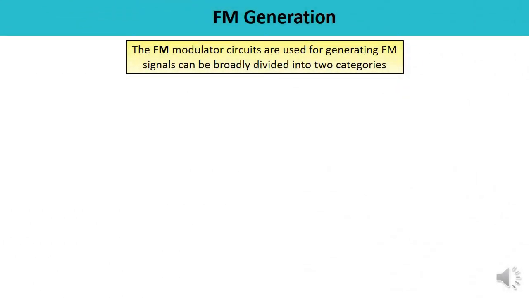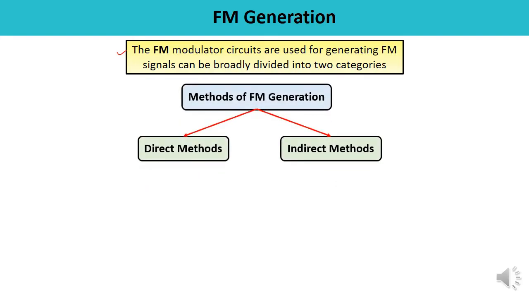For FM generation, there is a requirement of an FM modulator circuit. The FM modulator circuits which are used for generating frequency modulated signals can be broadly divided into two categories. First is the direct method and second is the indirect method. Direct method is also known as the parameter variation method.